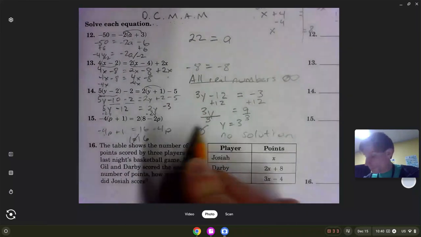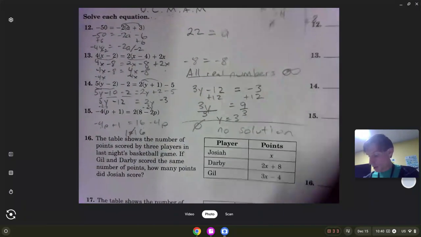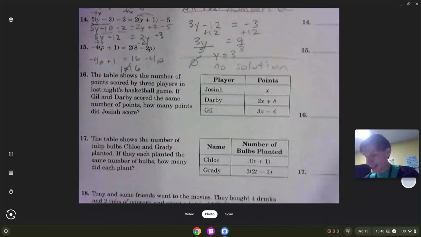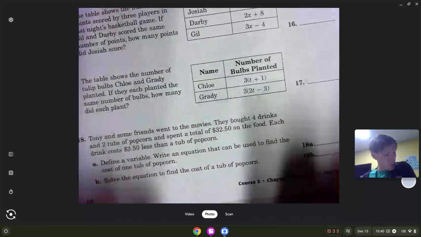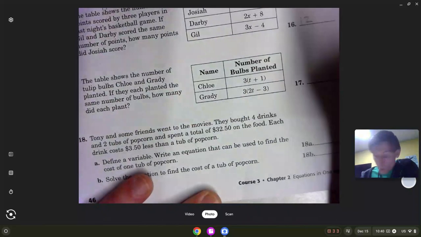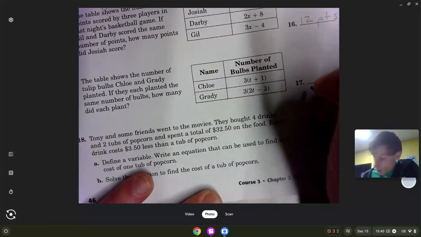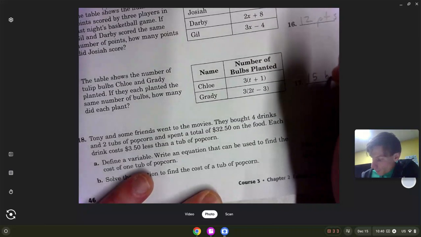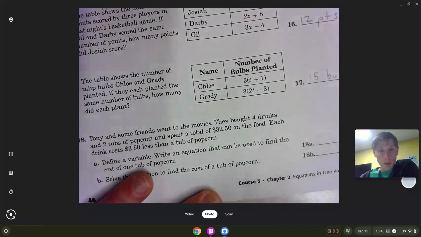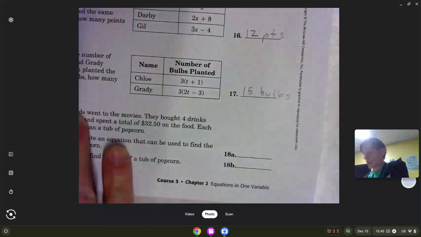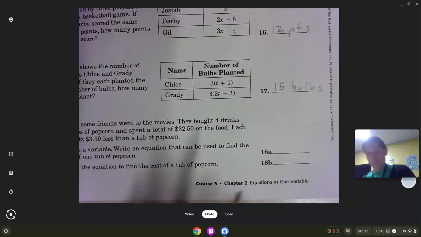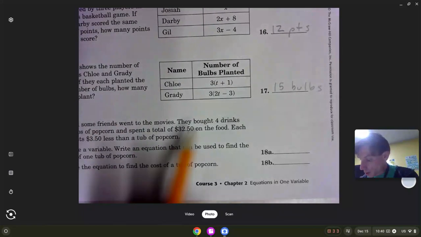Lastly, I want to look at number 18 because we have one kind of like that on the test as well. If you just want to check your work, 16 is 12 points. 17 is 15 bulbs. But I don't have time to do all those. I'm going to skip those two. Lastly, let's look at 18 real quick.